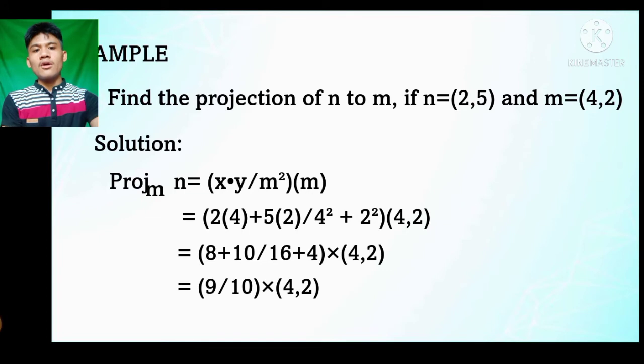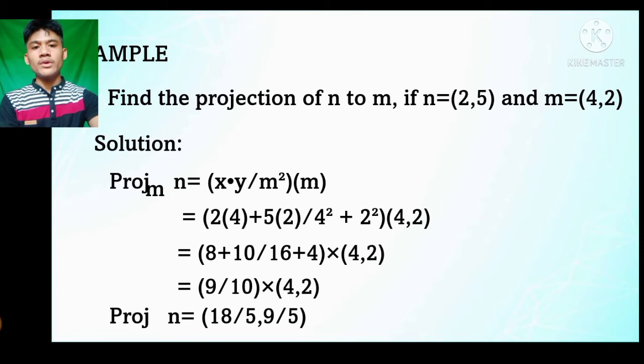In lowest terms, we have 18 over 20, then lowest term, 9 over 10, multiplied by the given value of our m. So 9 over 10 multiplied by, just substituting, 4 and 2, to come up with the projection of n to m of 18 over 5, 9 over 5.